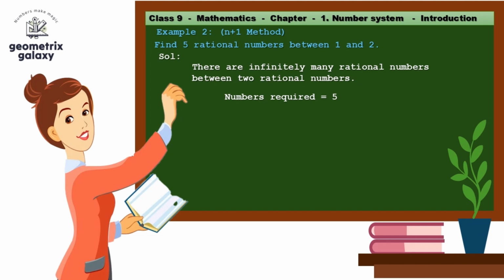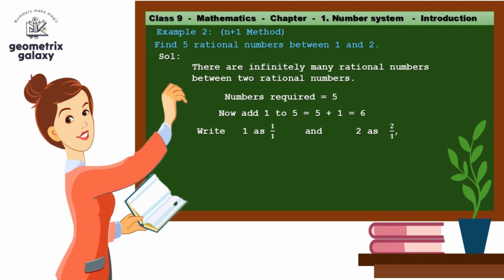So n plus 1 means here 5 plus 1. 5 plus 1 is 6. So first we write 1 and 2 in p by q form. Let 1 be written as 1 by 1 and 2 as 2 by 1. The value will not change. It will be the same. So 1 by 1 and 2 by 1 are the numbers 1 and 2.